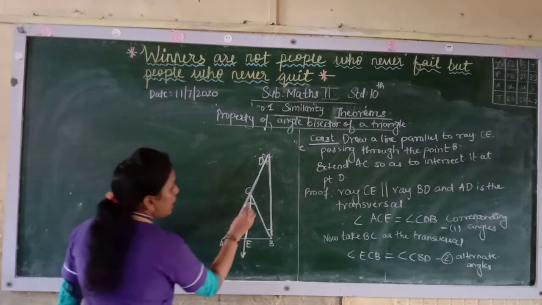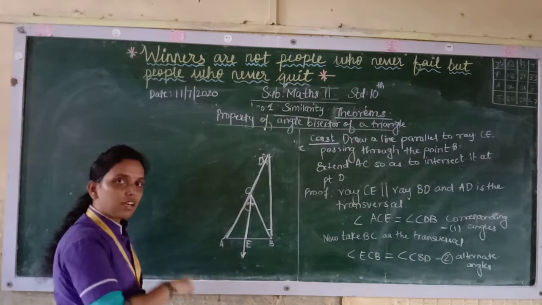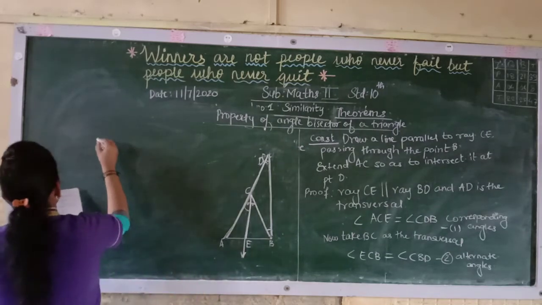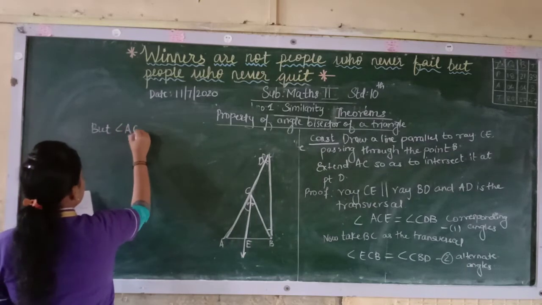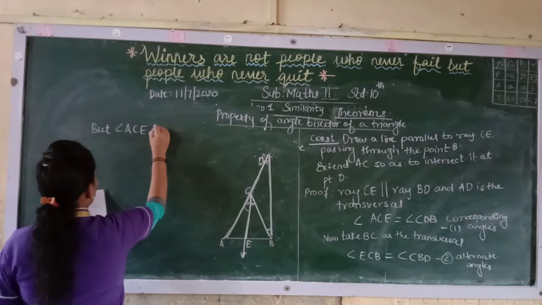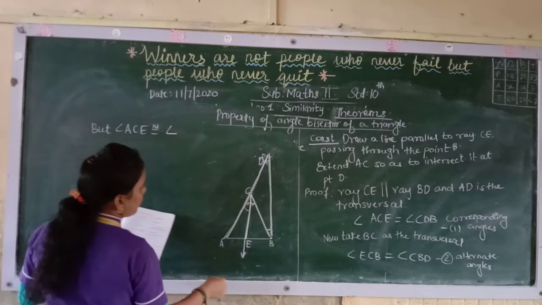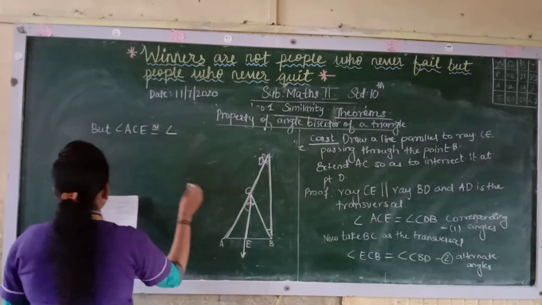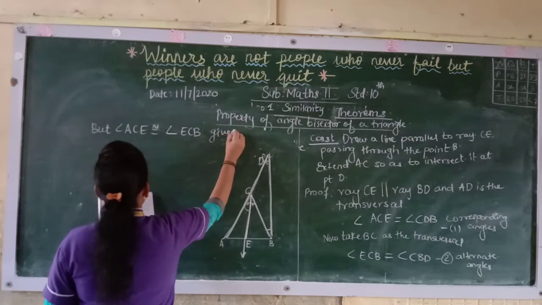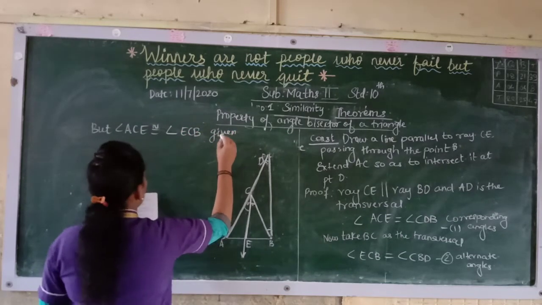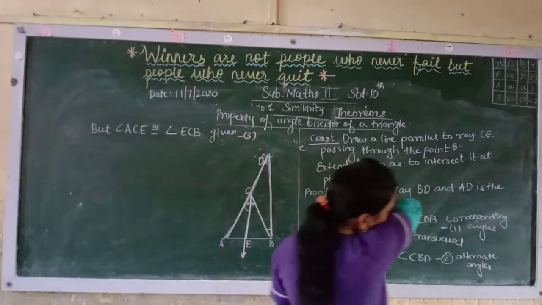Now these are already congruent. Why? Because this is the angle bisector. So that will come in the given part. So write that. But angle ACE is congruent to angle ECB. So that is given. This you can name as 3.